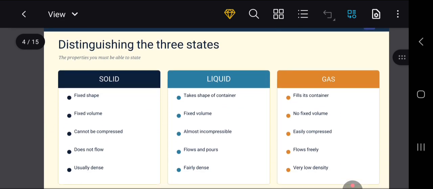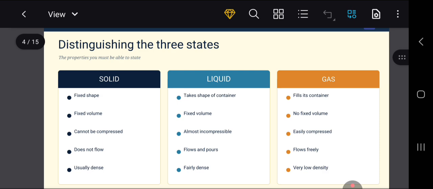Now, let's look into distinguishing the three states. Of course, this is where the fun starts. We do have solid. You will find out that matter can exist as a solid. It has a fixed shape, fixed volume, cannot be compressed, does not flow, and is usually dense. What about a liquid? In the middle, it takes the shape of the container, has fixed volume, and is almost incompressible. As you can see back on the left, a solid cannot be compressed and does not flow, but what about a liquid? It flows and pours, and is fairly dense.